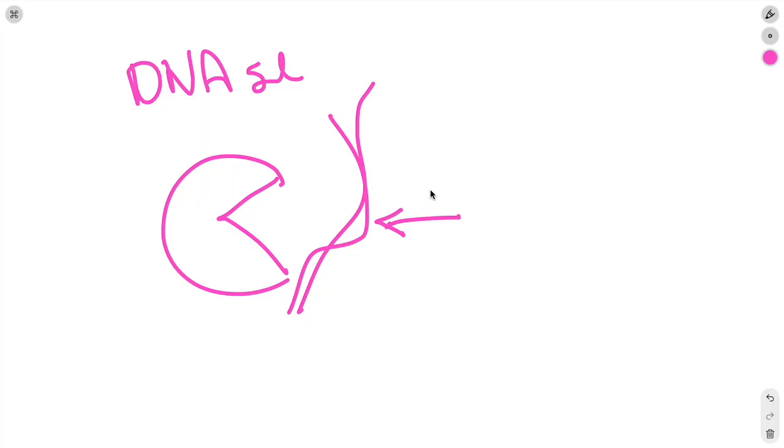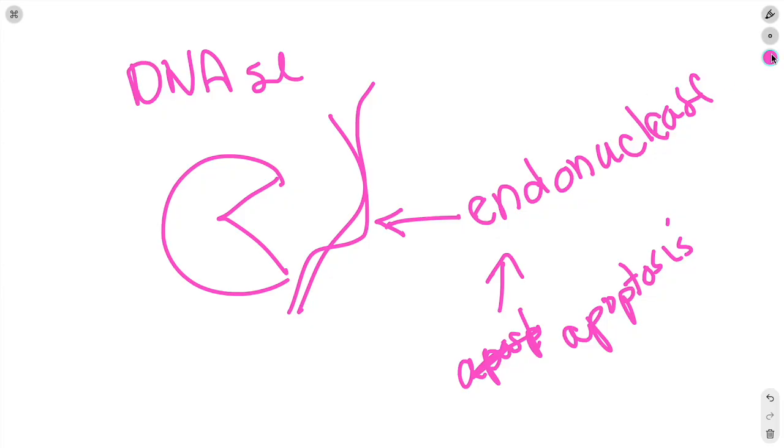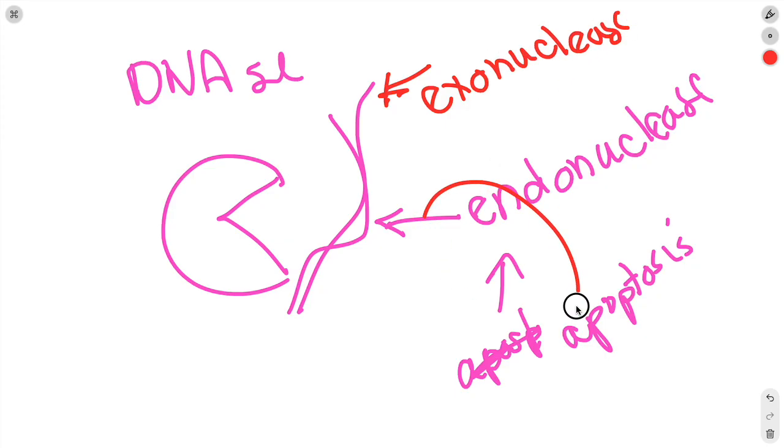It's like a person who bites spaghetti right in the middle. I guess we probably all do that, so it's a great example. This kind of DNase is called an endonuclease. And an endonuclease is involved in apoptosis. The other kind of DNase bites at the end. It chews in from the end, and that's called an exonuclease. And in apoptosis, we're going to activate an endonuclease.